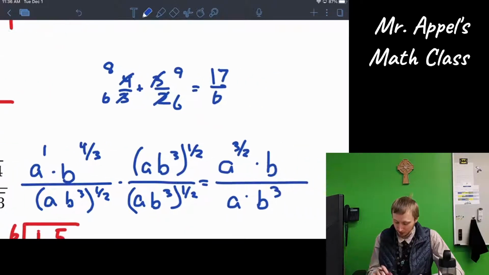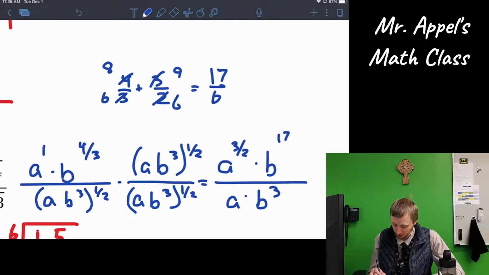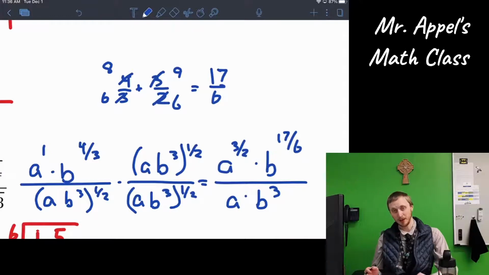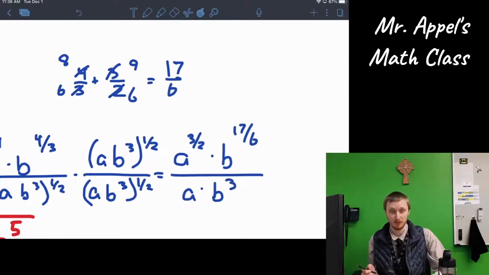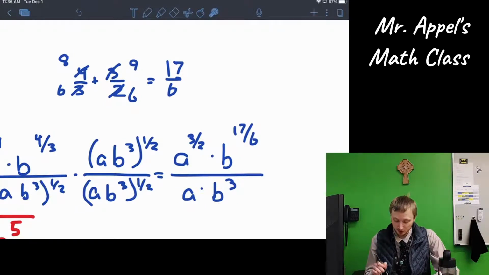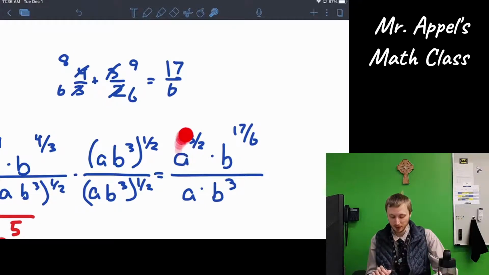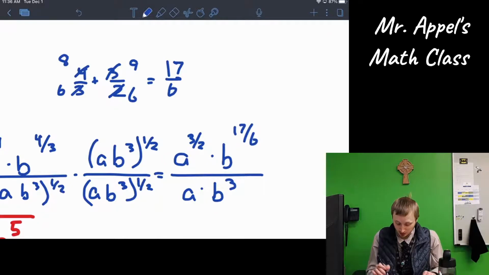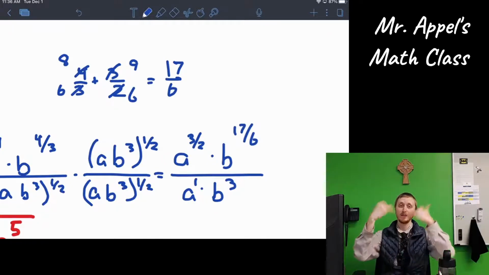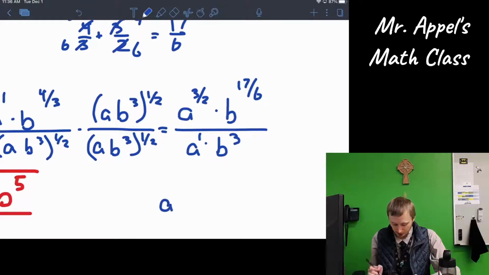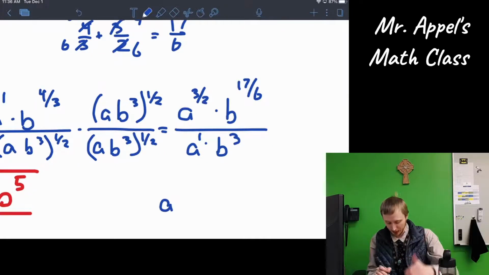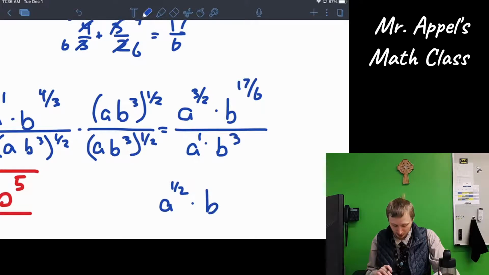Okay, b to the 17 sixths there. So that's dealt with. Now we just need to finally reduce. We can see I've got a to the 3 halves there, a to the 1, and now I'm dividing everything. Now I just subtract my fractions, and I get down to how many a's? Well, 3 halves minus 1 leaves us with 1 half. How many b's?